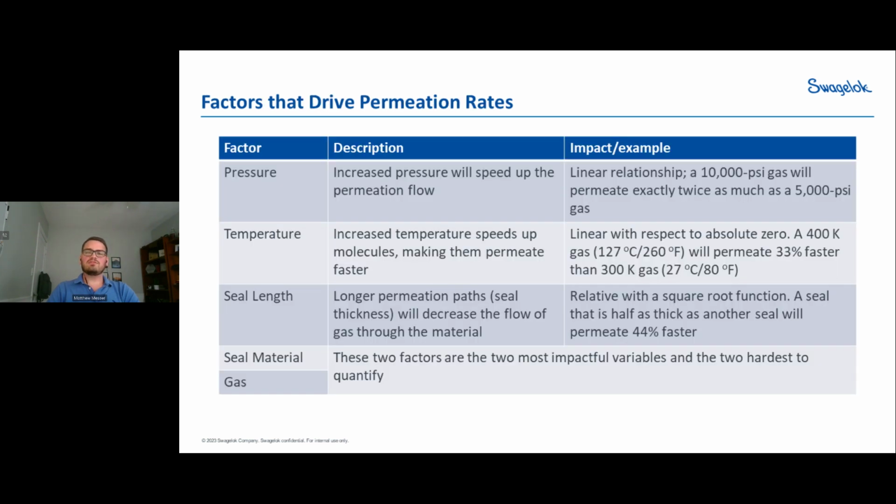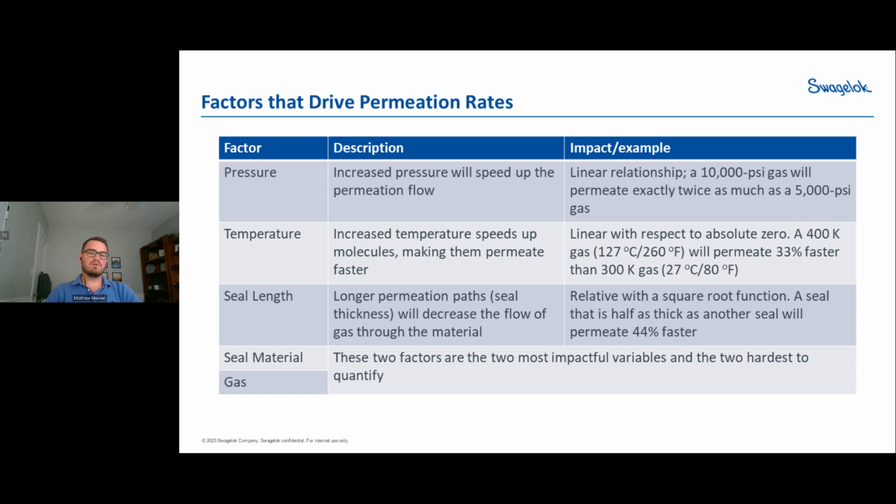So some of the factors that drive permeation rates, some easily quantifiable ones, are pressure, temperature, and seal length. With pressure, it's a linear relationship. So a 10,000 psi gas will permeate exactly twice what a 5,000 psi gas will. For temperature, it's also linear, but it's with respect to absolute zero. So it's based on like 400 Kelvin is going to be permeating 33% faster than a 300 Kelvin gas.